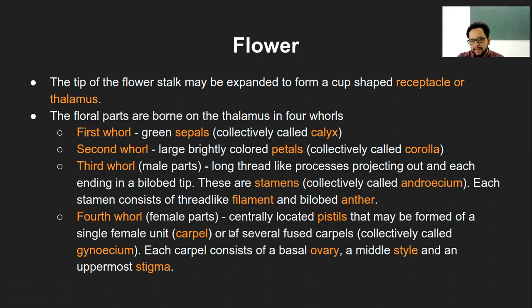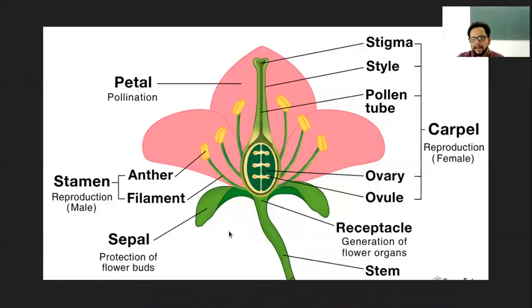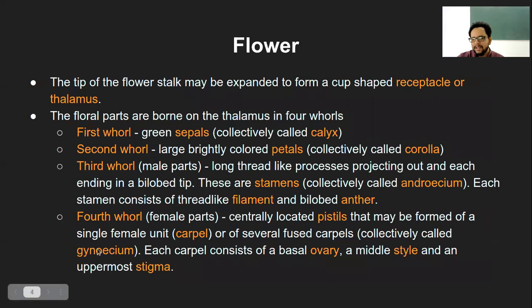Now carpel, I will show you the carpel again. This particular structure at the center, the whole of it, from the top till this round oval shape, that is the ovary, is called the pistil, or it is also called a carpel when it is single. When there are many carpels present, it is collectively called the gynoecium. Gynoecium, carpel or pistil, they are the same things.